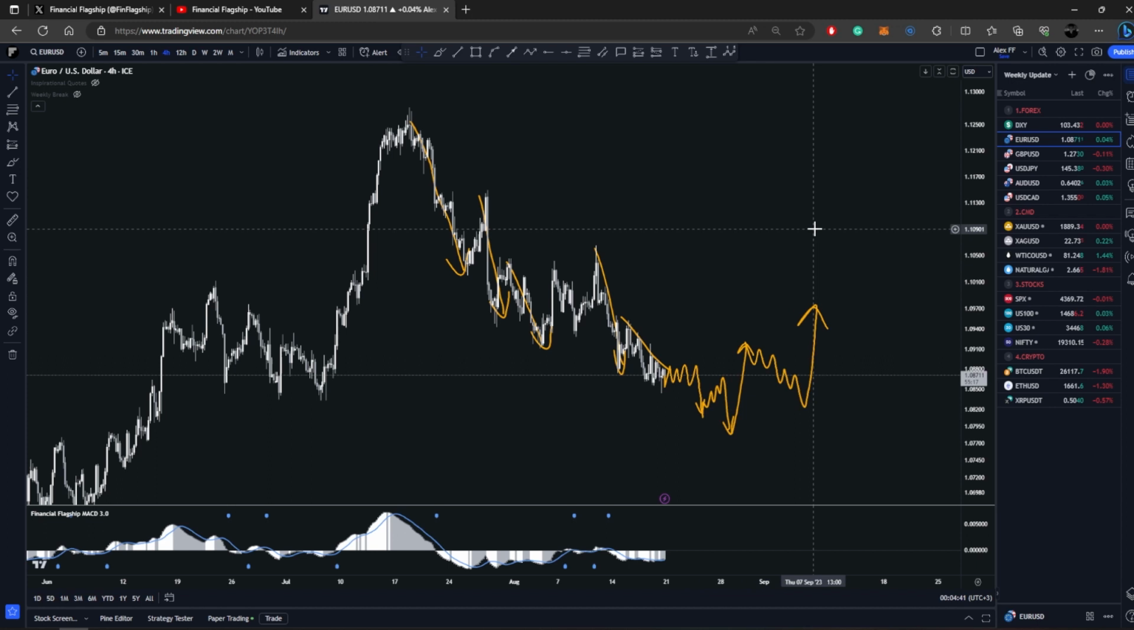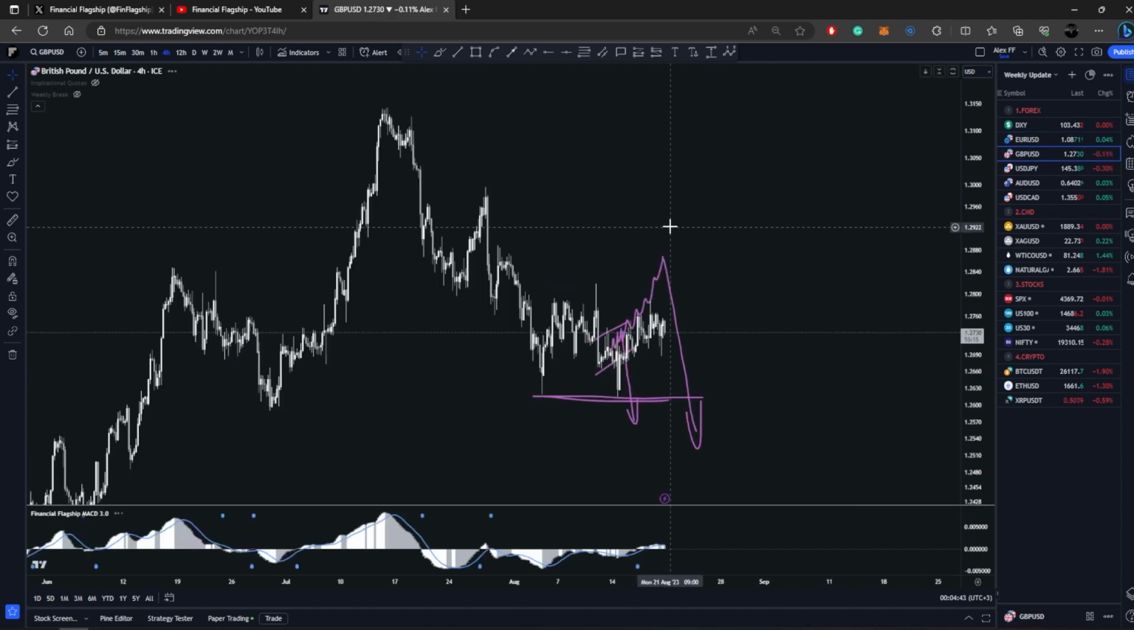And now let's move over to Pound USD. For Pound USD, last week we were expecting two scenarios. The first scenario was that the price will break this low, make a consolidation, break this low one more time, or it will get into a deeper consolidation and it will drop and break this low. But as you can see, the price only tagged this low here.